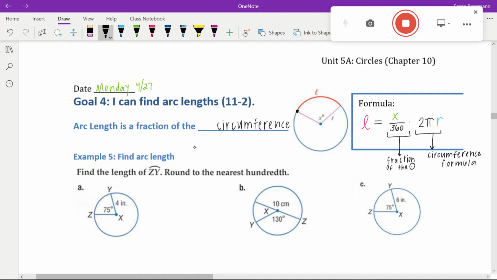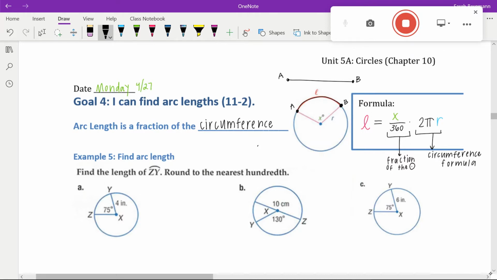Basically, if we could take this piece of the circle and lay it out straight along a ruler and measure it from, let's say, point A to point B, that would be the length of arc AB.